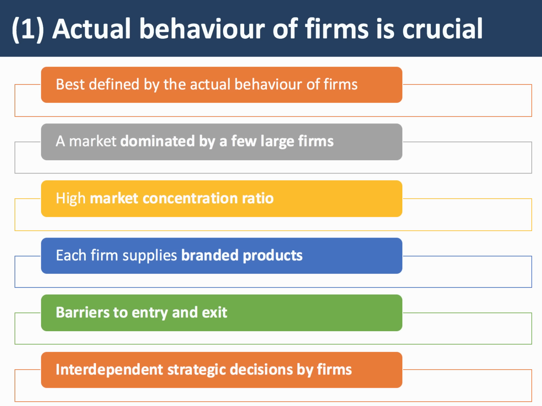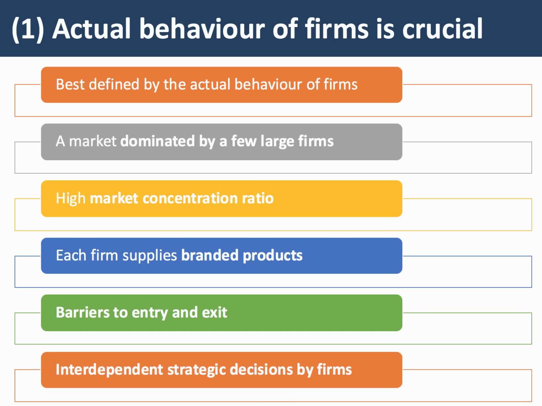The first point for revision is that the actual behaviour of firms is crucial in an oligopoly. Oligopoly is best defined by the actual behaviour of firms, either in terms of price competition, non-price competition, or the potential for collusion. This is a market with a very high concentration ratio. Typically the C5 ratio is more than 60%.